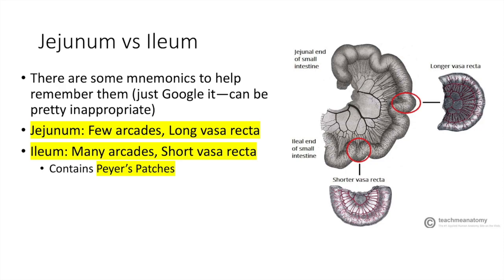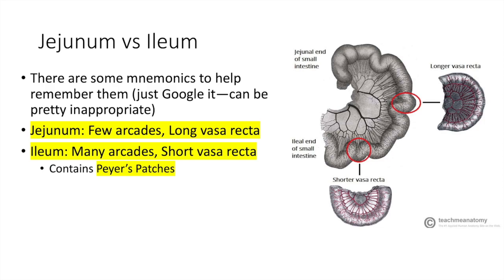So jejunum and ileum, there are some mnemonics to help you remember those, so just Google them and try to find them, ask a friend. They're a little bit inappropriate, so I'm not going to tell you them, but I'm sure that you can find them on your own.